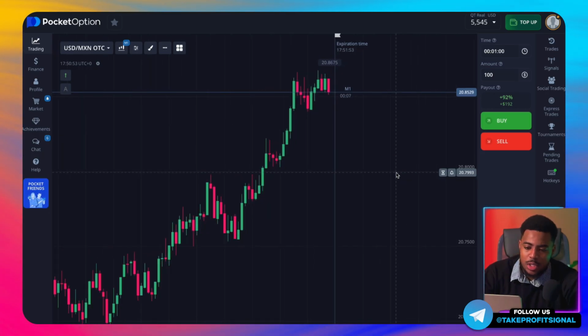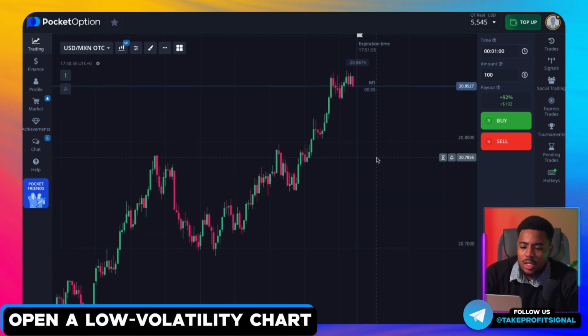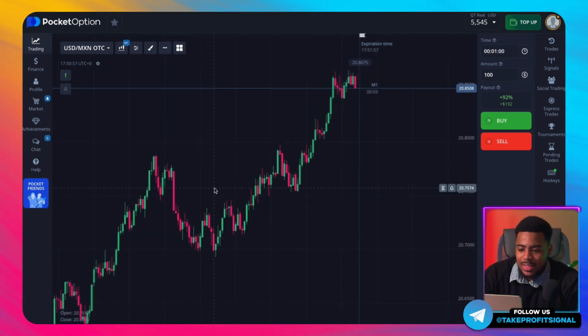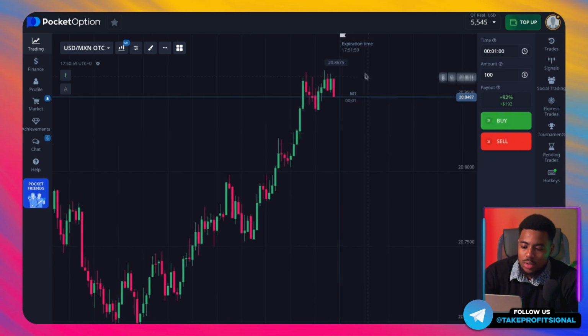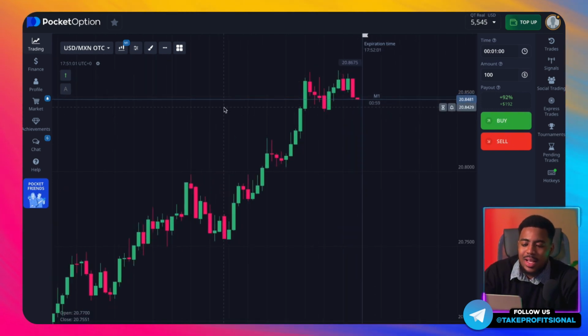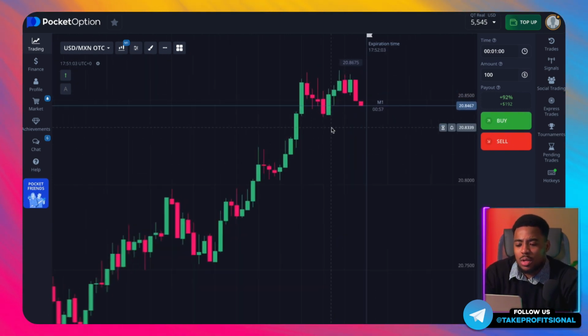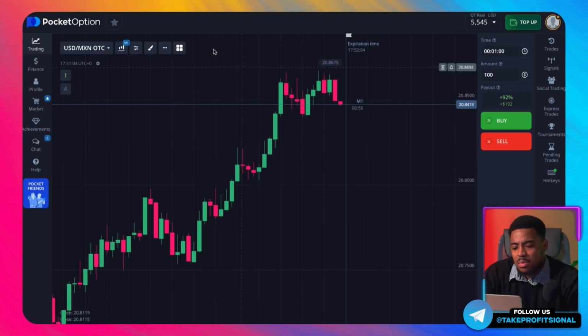Well, let's get started. Let's open a low volatility chart. Compared to other assets, this is a low volatility chart right now. Of course, it's not morning, but I will try to look for situations that are as similar as possible.